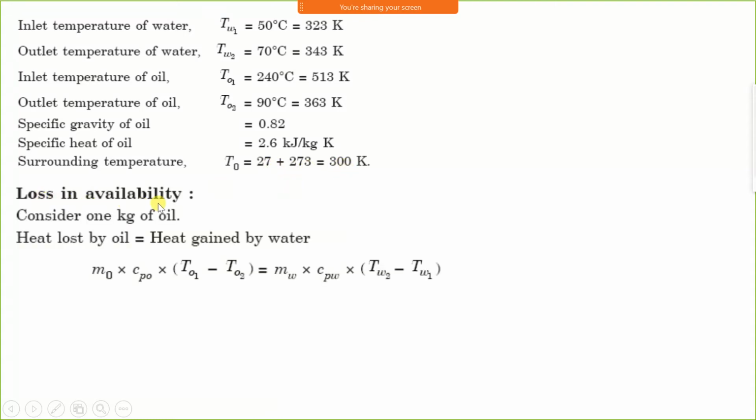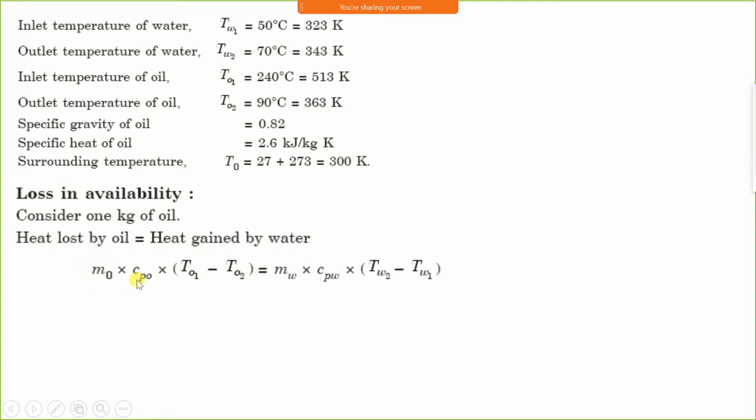Now we have to calculate the loss in availability, but in this case the mass of oil is given but the mass of water is not given. Therefore we have to calculate the mass of water first. To calculate the mass of water, let us understand the energy balance equation. What is the energy balance equation? Heat lost by oil is equal to heat gain by water.